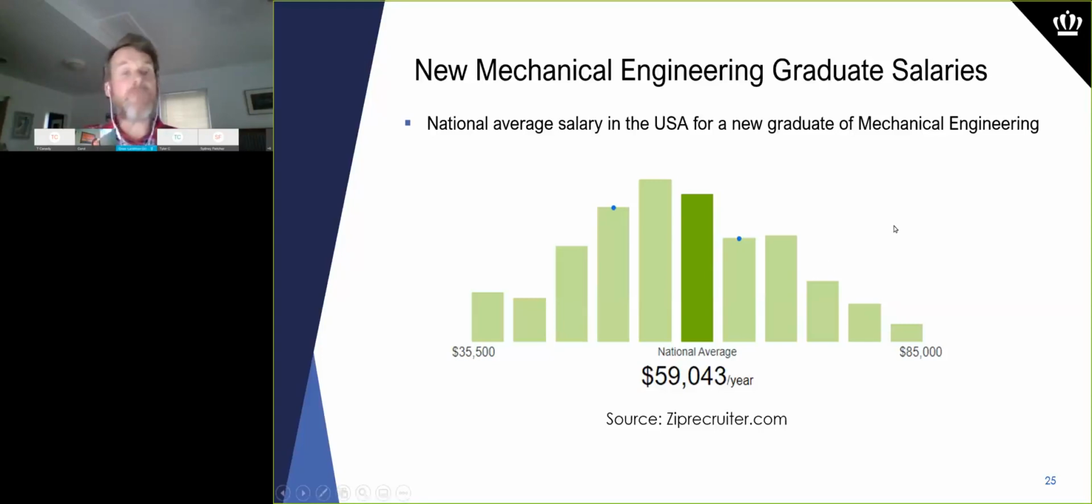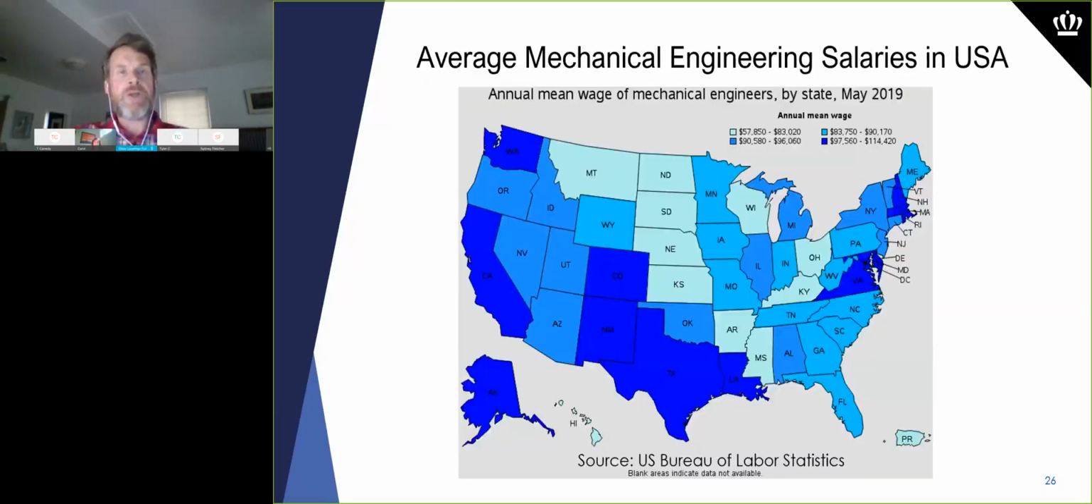To give you an idea of what kind of salary you could expect, here's the national average salary in the USA for a fresh out graduate in mechanical engineering. So about $59,000 a year. And that ranges anywhere from $35,500 to $85,000. If you look at the average mechanical engineering salaries everywhere in the US for anywhere from a fresh out to a very seasoned engineer, they're going to range somewhere between $60,000 and $120,000.